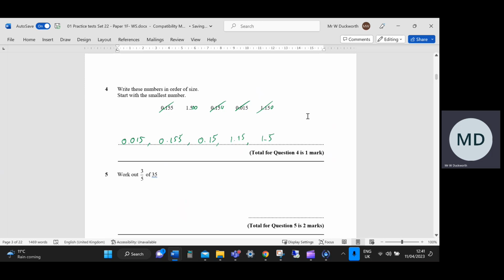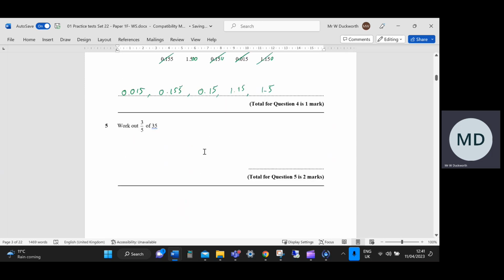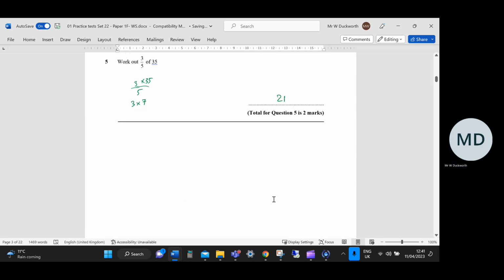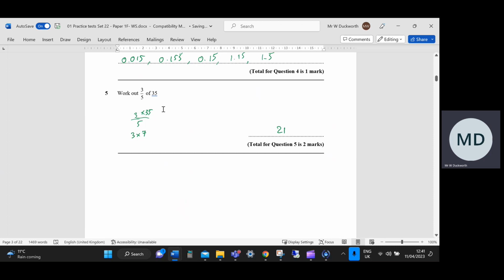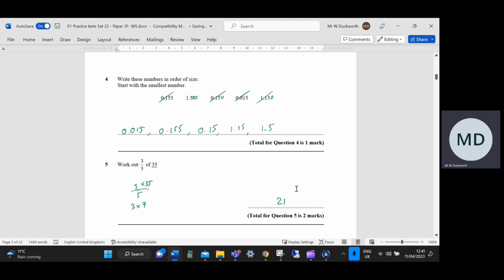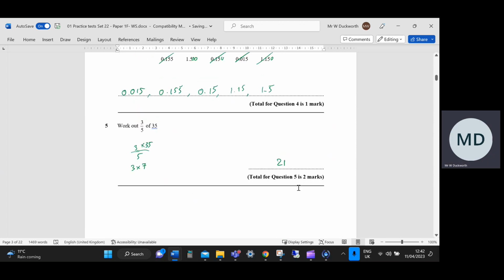Okay, question 5, work out 3/5 of 35. In effect, I'm going to write this as 3 times 35 divided by 5. I'm going to do the division first of all. So 35 divided by 5 is 7. So it's 3 times 7, which is going to be 21. There's nothing wrong with doing 3 times 35 and then dividing your answer by 5. You just get slightly more complicated numbers where you're dividing, but you'll still get the same value. Okay, and that's it for that page.